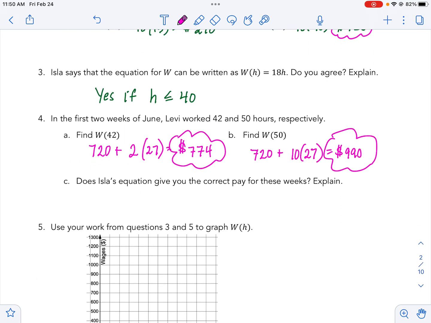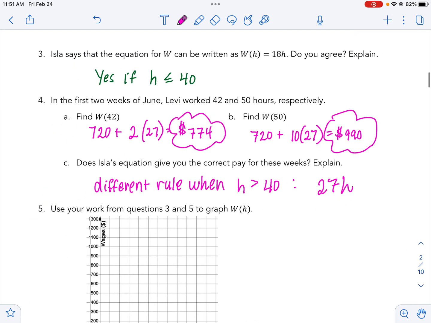Does Isla's equation give you the correct pay for these weeks? Explain. Well, Isla's equation doesn't take into account the overtime, so there's going to be a different rule when the number of hours is greater than 40, and that rule is going to be $27 times the number of hours.